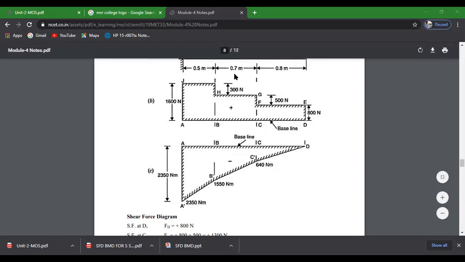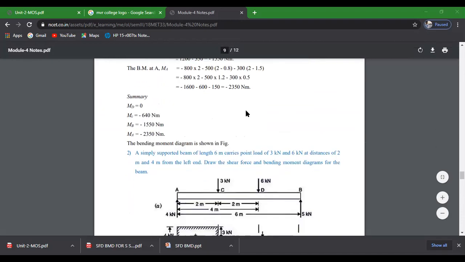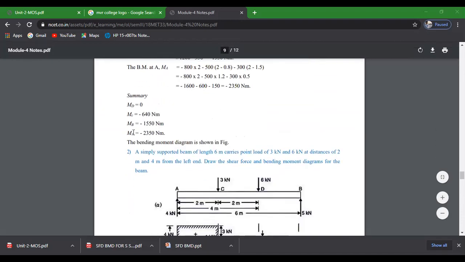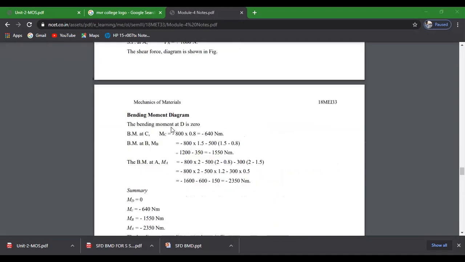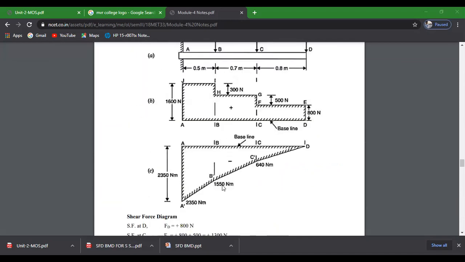At the point B the value will be 1550 newton meter, and then at the point A 2350 newton meter. So all these bending moments are represented by inclined lines only. Got my point?